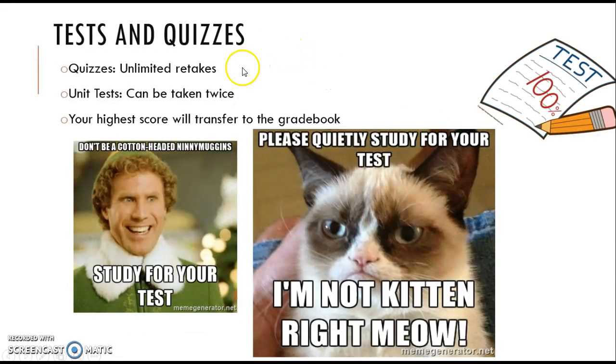So your tests and quizzes. On quizzes, you have unlimited retakes. On your unit test, they can be taken twice, and your highest score will be transferred to your gradebook.